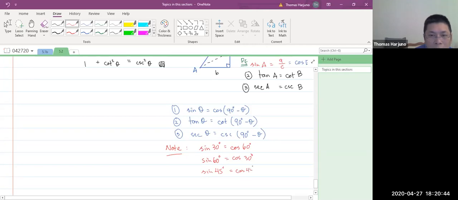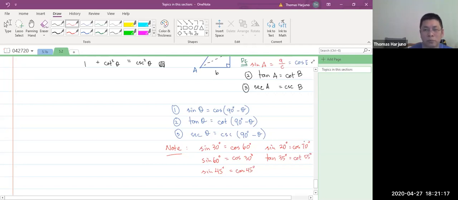That's something we saw before, but we can say it even further. Let's say if I have sine 20 degrees, that equals cosine what? That's right, 70 degrees. Okay, now tangent of 35 degrees will equal cotangent 55 degrees.